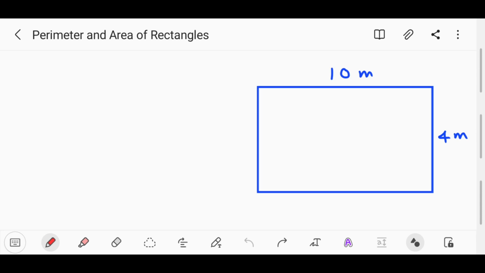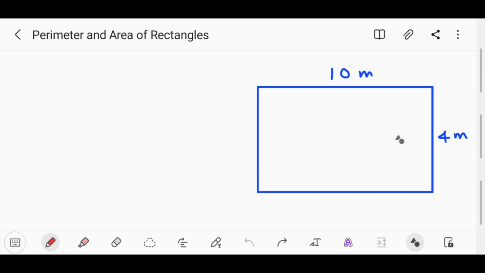In today's lesson, we'll be discussing the perimeter and area of rectangles. So to start off, what is perimeter? Perimeter is the outline of a shape. To find the perimeter, we need to add all the sides of the rectangle.